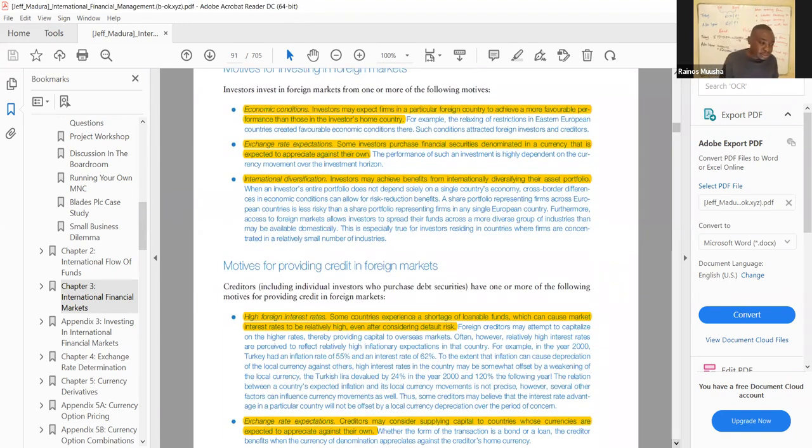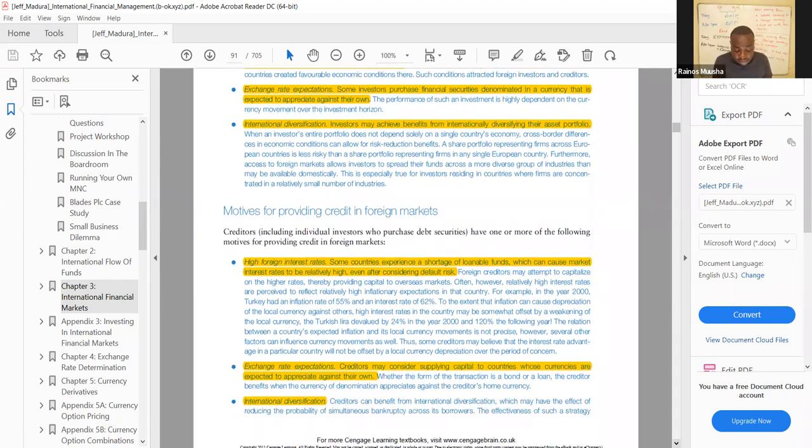Then we also look at the motives in providing credit in foreign markets. When you look at providing credit in foreign markets, this is where we are looking at providing, for example, loans. So you are the institution that is giving out loans to another entity. So why would you give out loans or give debt financing to another entity? The first one is high foreign interest rates. Here they say some countries experience a shortage of loanable funds, which can cause market interest to be relatively high, even after considering default risk. So if you're expecting a higher real rate of interest to be earned in that country, then you can invest in that country because on its own, your investment is going to grow.